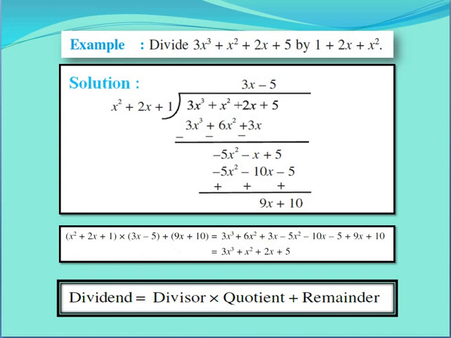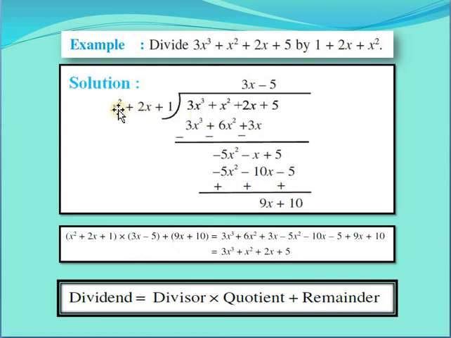Let's divide 3x cubed plus x square plus 2x plus 5 by 1 plus 2x plus x square. When you want to divide a polynomial by another polynomial, you always have to write it in the standard form, that is, in descending order of the power of the variable. So the dividend is 3x cubed plus x square plus 2x plus 5, which is fine. The divisor is written the other way, so we write it as x square plus 2x plus 1.